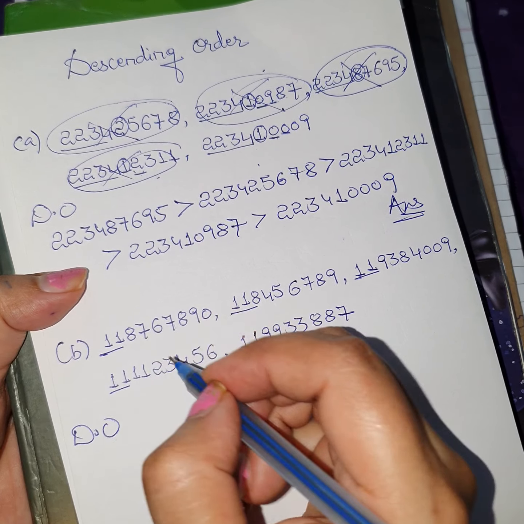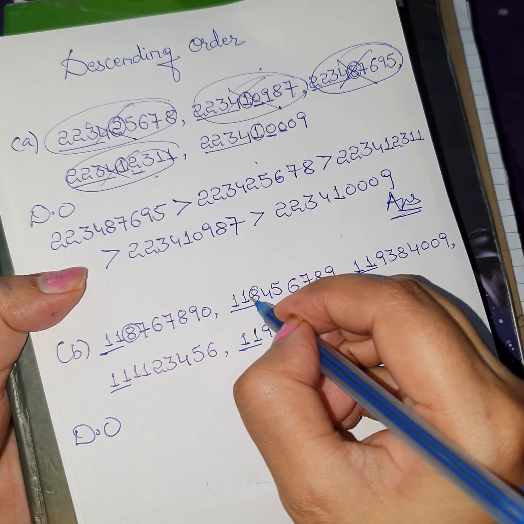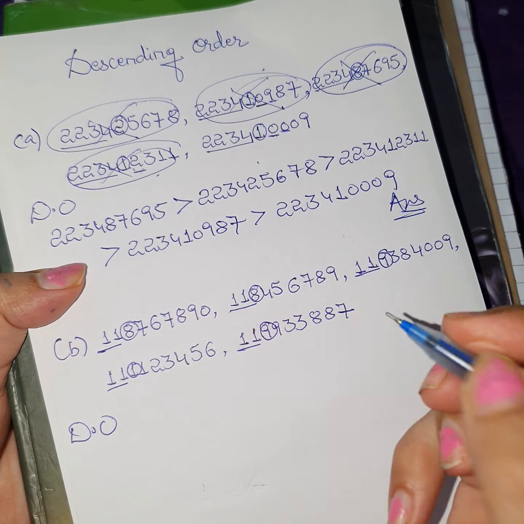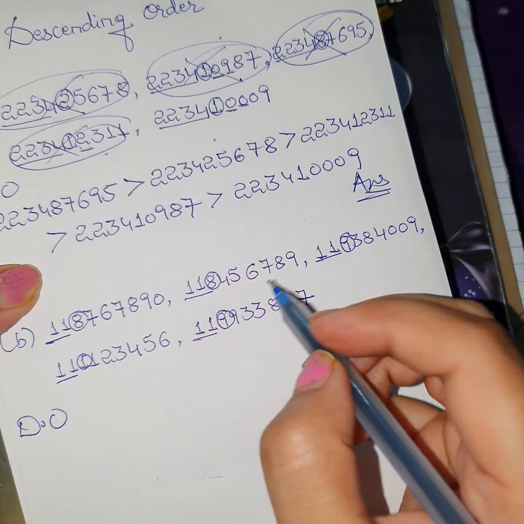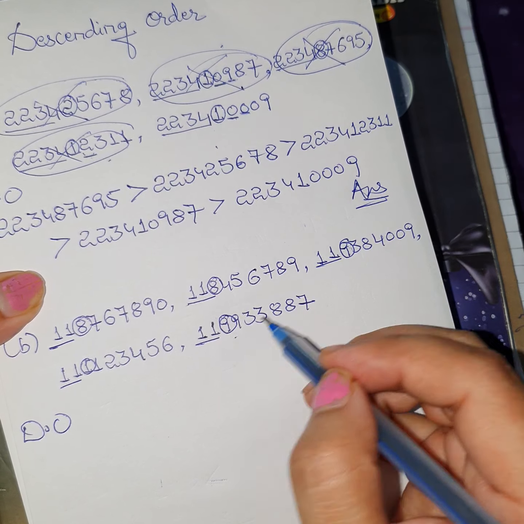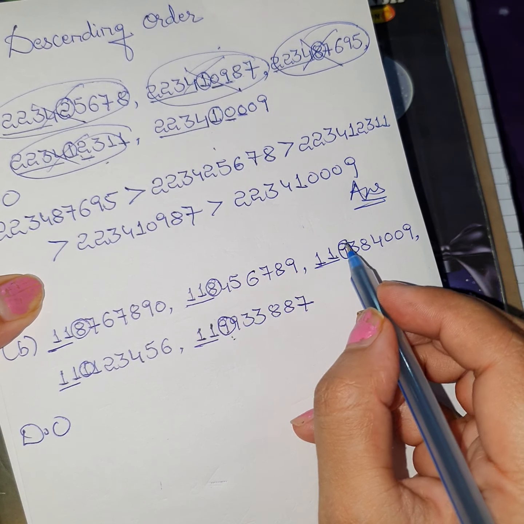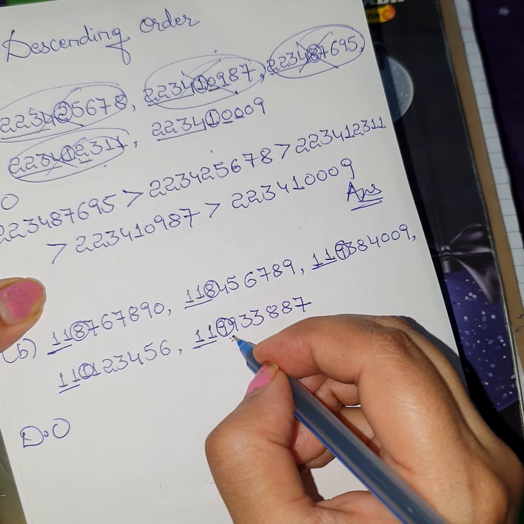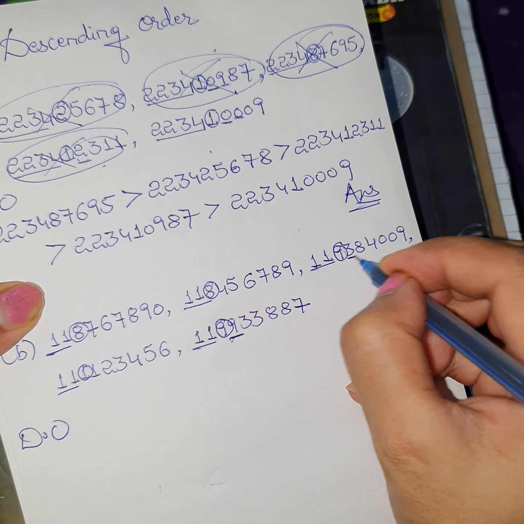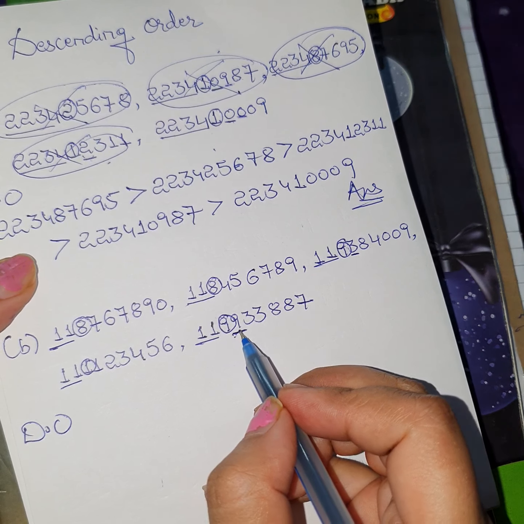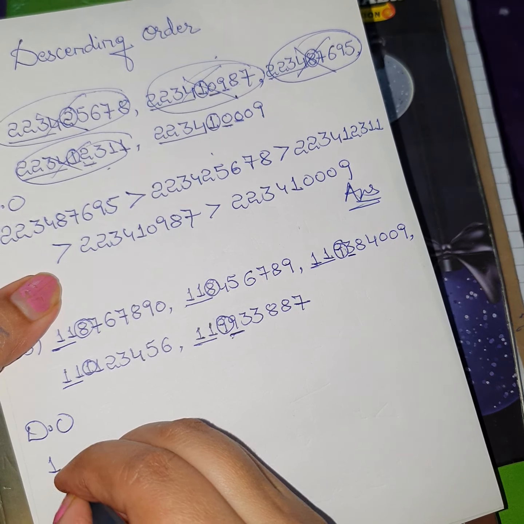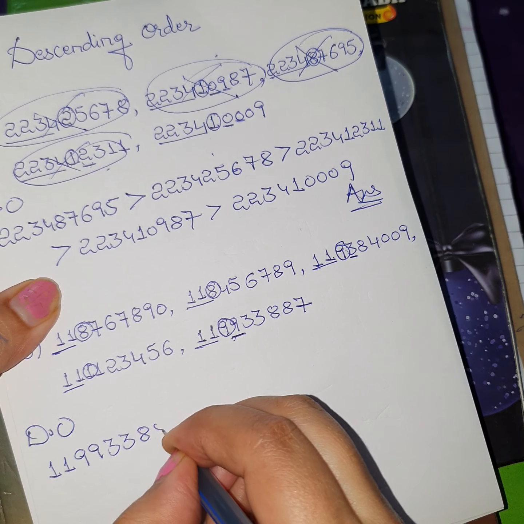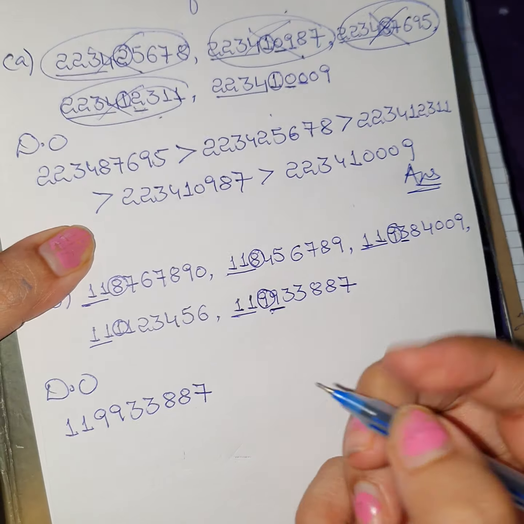So we will move on to the third number, 8, 8, 9, 1, 9. So 9, 9. These both are the greatest number and both are same. So we will move on to the fourth number from these two. Here the fourth number is 9 and here the fourth number is 3. So obviously this one is greatest of all. So the first number will be 1,1,9,3,8,7. This one will be your first number.